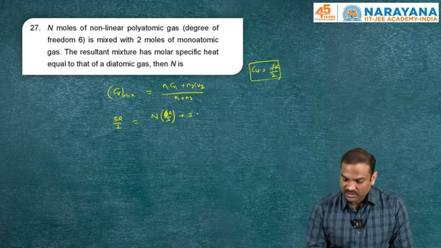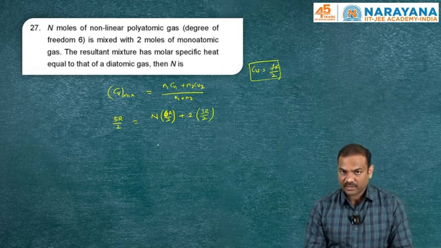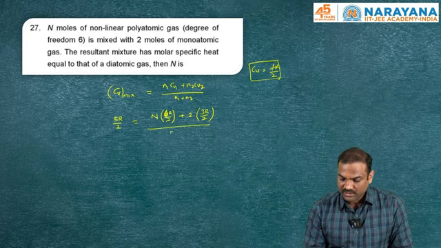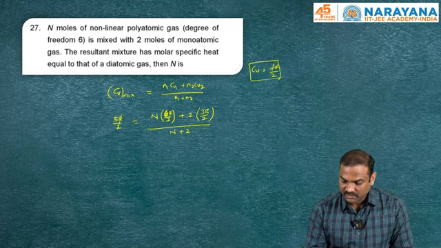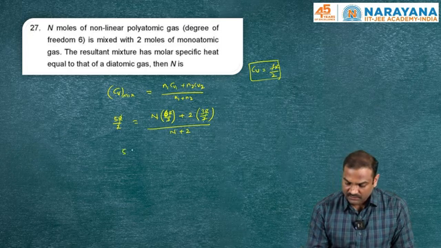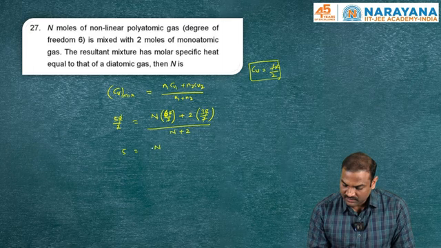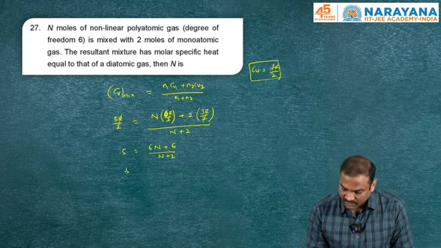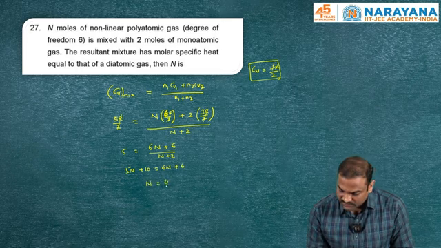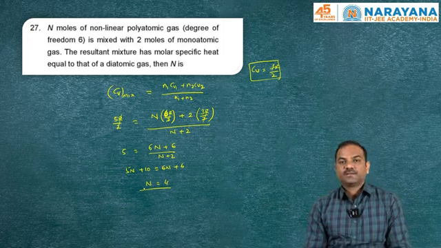Plus N2, 2 moles given, monatomic, so it should be 3R by 2, since monatomic has 3 degrees of freedom, all divided by N1 plus N2, which is N plus 2. Then R by 2 cancels out in all terms. So 5 equals (6N plus 6) by (N plus 2). Then 5N plus 10 equals 6N plus 6, so the N value is 4. The required answer is 4.